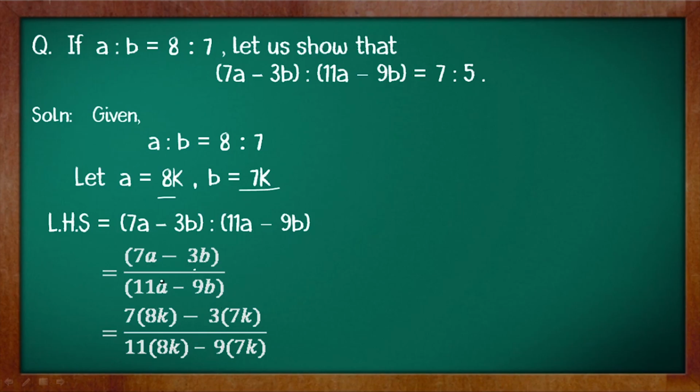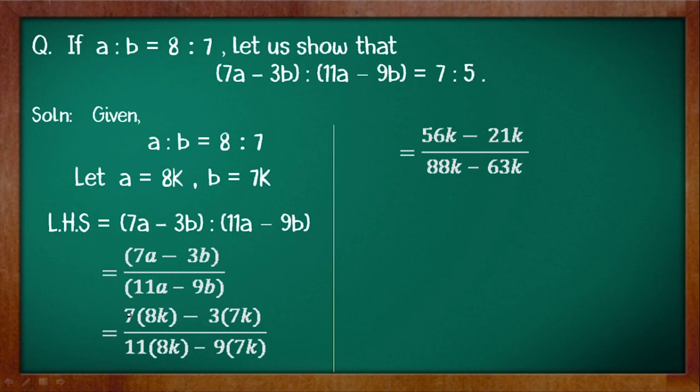Here also 11 into a is equals to 11 into 8k, and 9 into b is equals to 9 into 7k. So every time we replace a value, we replace it using a bracket so that we don't make any error. Now opening the bracket, what we'll be getting is 7 8s are 56, 3 7s are 21. So every time we multiply the numbers, we need to multiply their sign also. 7 into 8 is 56, plus into plus is plus, 56k, minus into plus is minus.